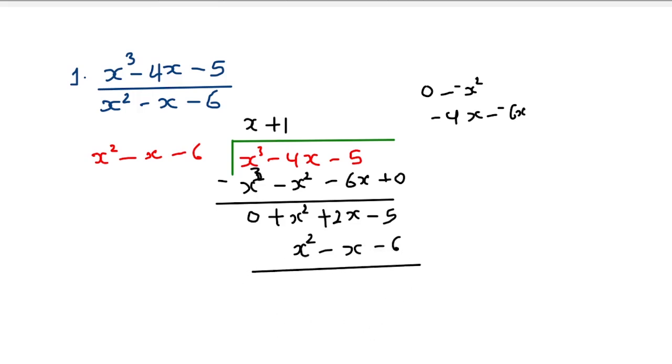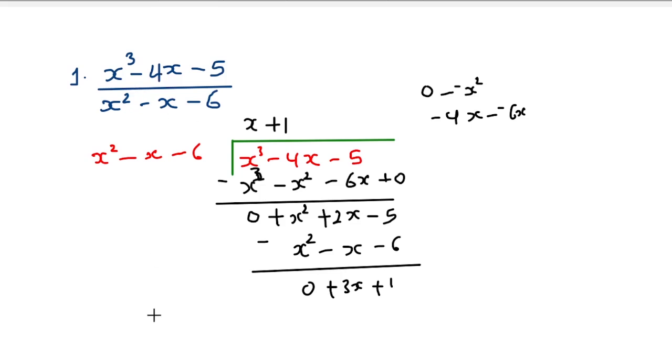What do we get? On subtracting, this will be a 0. Terms in x, we have 2x minus negative x to give us plus 3x. Then we have the constant terms, negative 5 minus negative 6, which gives us a positive 1. Now, since the highest power here is 1 of x, and here it is 2, it means we cannot go on to divide. So we write our expression.